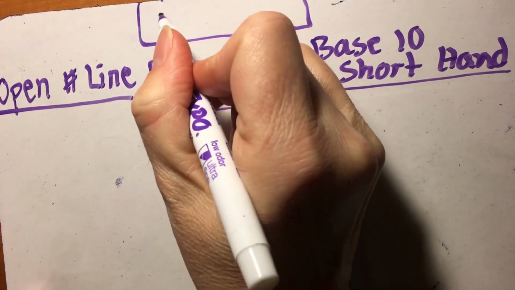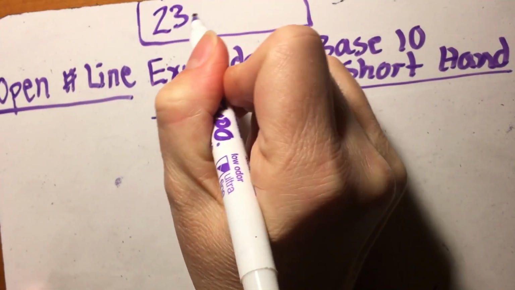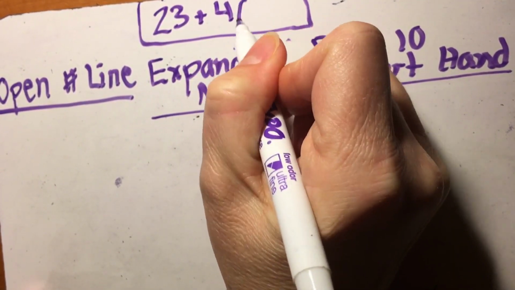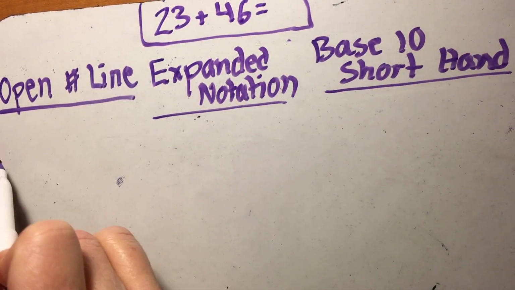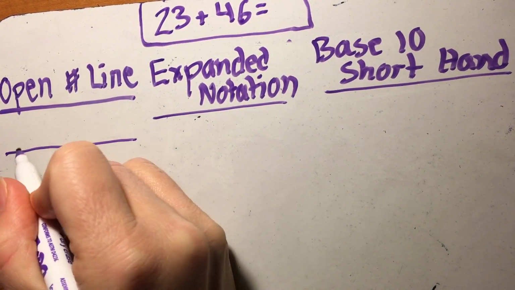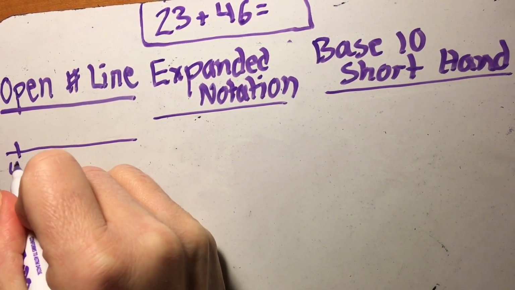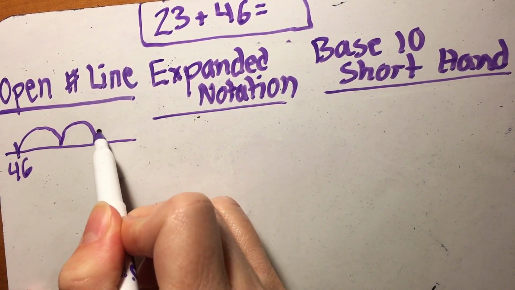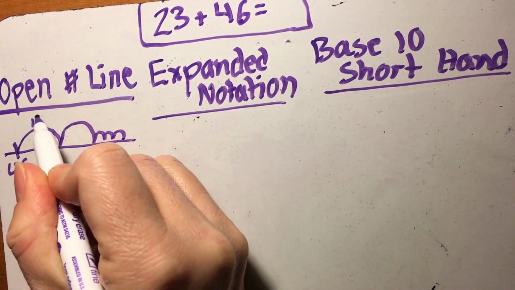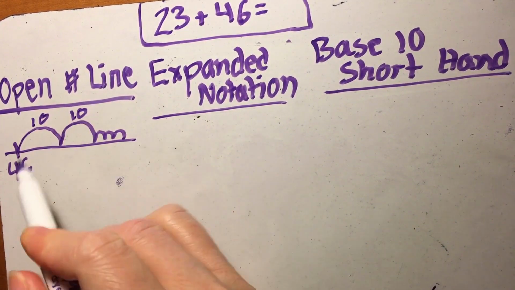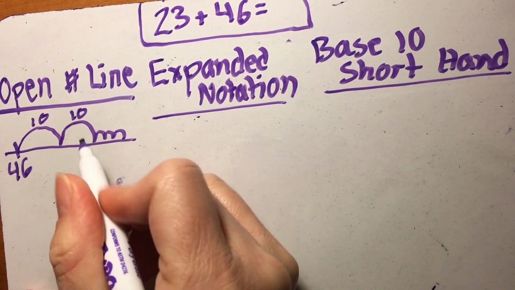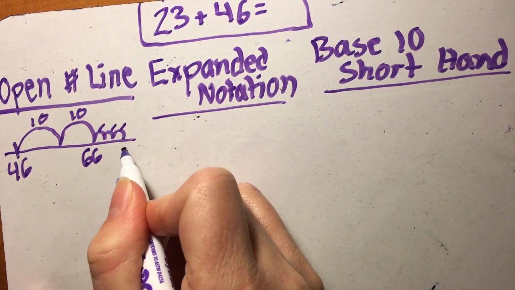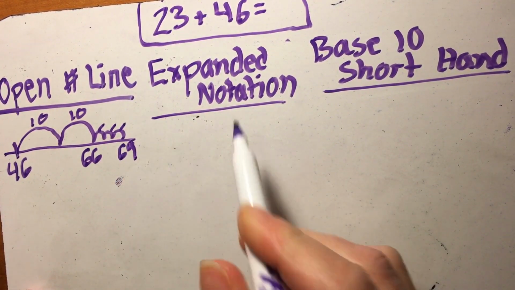Here's another one. Let's do 23 plus 46. You can do this with almost anything. For this case, I'm going to do least hops, so I'm going to start with 46. We talked about that being more efficient. 10, 20, 21, 22, 23. So 46, remember these big hops equal 10. So 46, 56, 66, 67, 68, 69. So my answer therefore is 69.